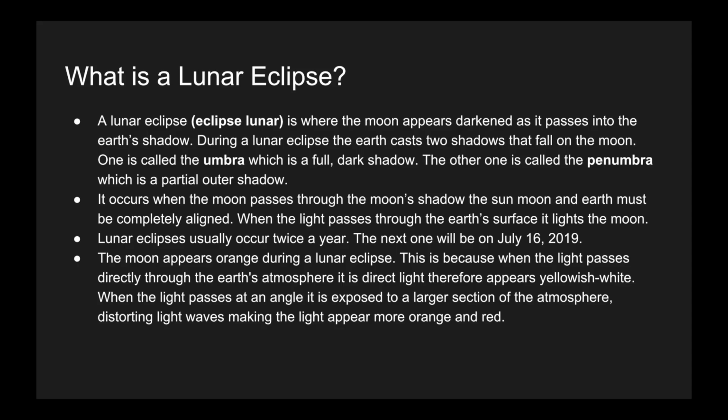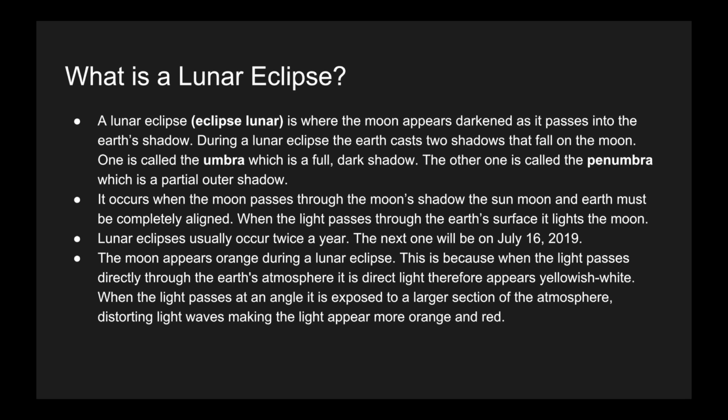To start off, what is a lunar eclipse? Well, a lunar eclipse is where the moon appears darkened as it passes into the Earth's shadow. During a lunar eclipse, the Earth casts two shadows that fall on the moon, one being called the umbra, which is a full dark shadow, and another one being called the penumbra, which is a partial outer shadow. It occurs when the moon passes through the Earth's shadow, and the sun, moon, and Earth are all completely aligned.